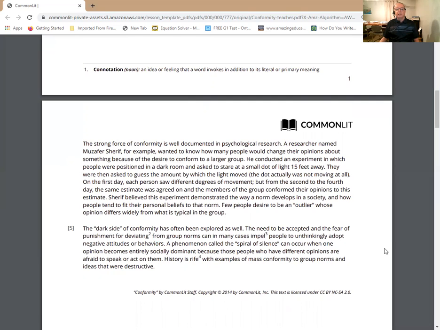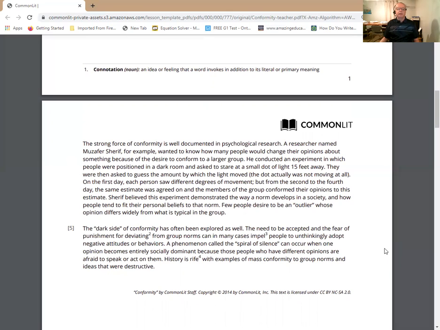On the first day, each person saw different degrees of movement, but from the second to the fourth day, the same estimate was agreed on, and the members of the group conformed their opinions to this estimate. Sherif believed this experiment demonstrated the way a norm develops in a society and how people tend to fit their personal beliefs to that norm. Few people desire to be an outlier whose opinion differs widely from what is typical in the group.